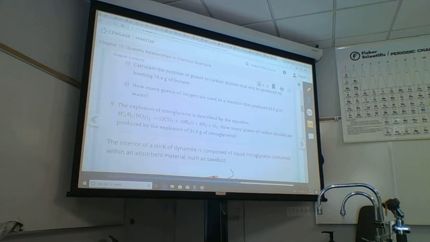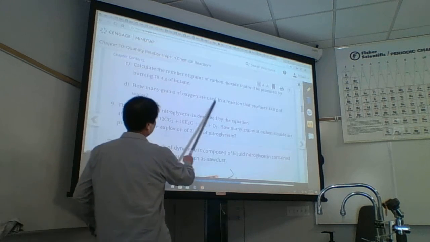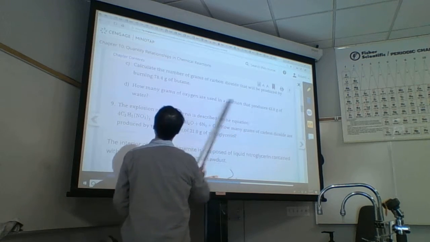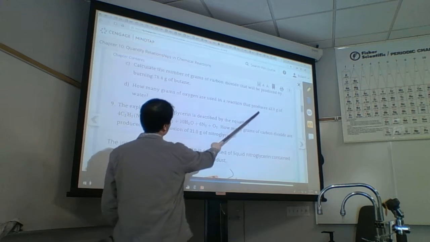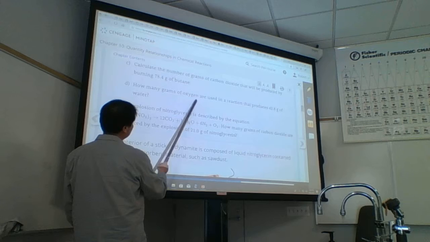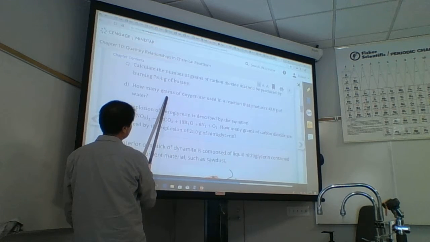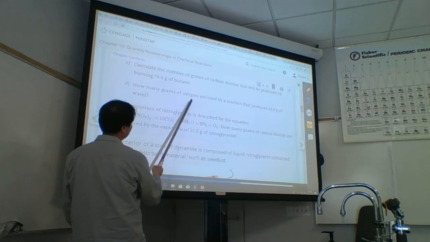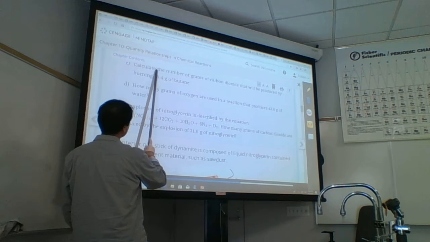This is all the way. This is a typical one, like this here. How many grams of oxygen are used in a reactor that produces 43.8 grams of water? So we're going to go from grams of water to moles of water to moles of oxygen to grams of oxygen. The mole-to-mole conversions using the balanced chemical equation.